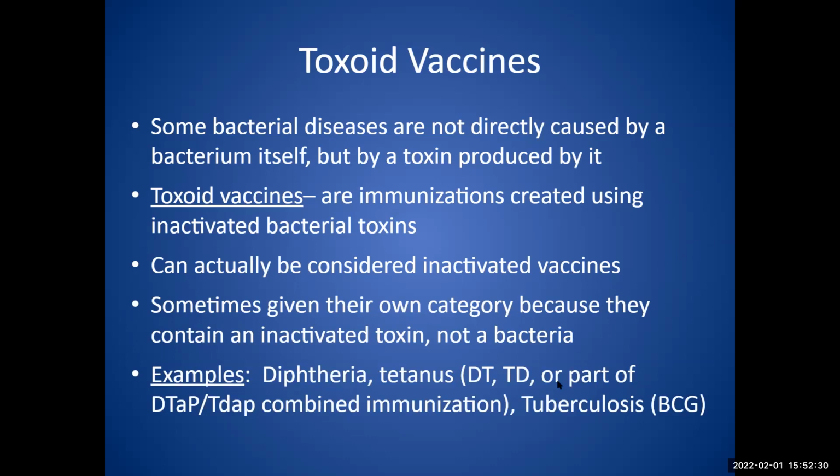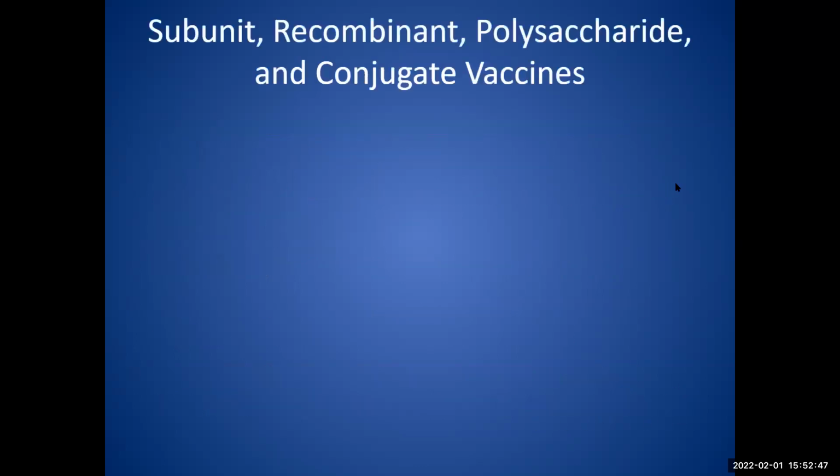Okay, and those are usually part of a combination immunization with pertussis, right? So you can have diphtheria, tetanus, pertussis all together. The DTaP or the Tdap. And then the tuberculosis or BCG vaccine is a toxoid vaccine.